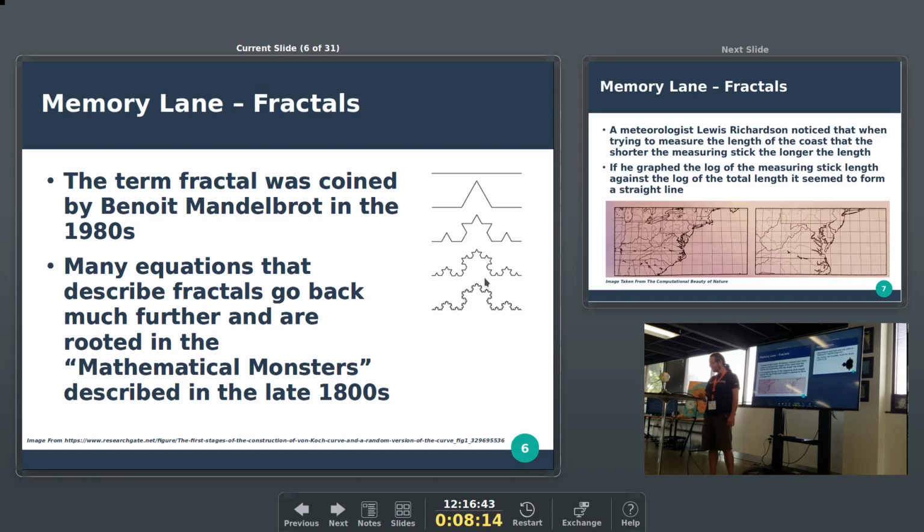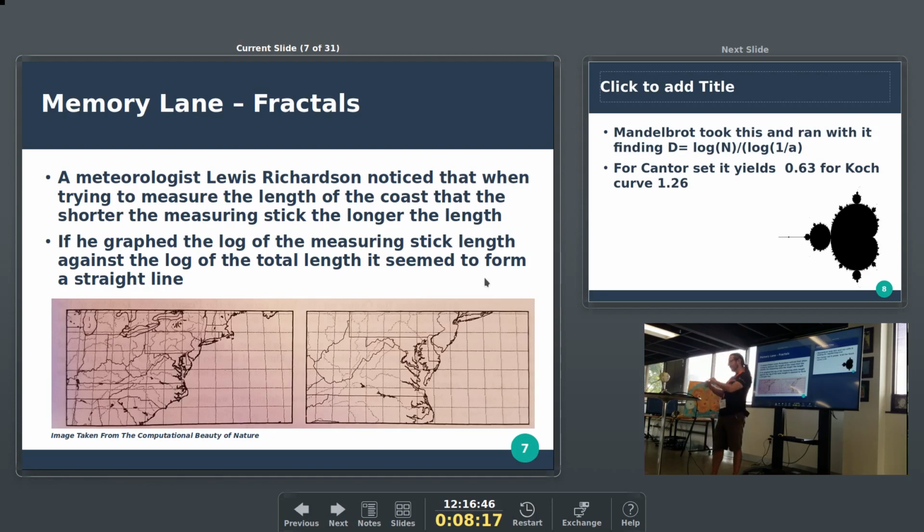So another step on that process, there is a meteorologist, Lewis Richardson, who noticed that when trying to measure the length of the coast, the shorter the measuring stick that he used, the longer the length he got. You can imagine this like you're trying to measure this line going along the coast here, and you maybe start out with a really big yardstick, you get one length, then you're like, well, that didn't quite fit the curves, let's get a little smaller. Measure it again, it gets longer. Like, how far can you go down?